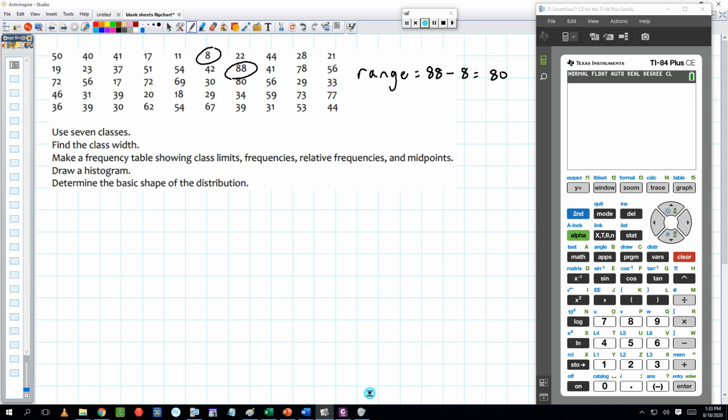With this problem, I want you to create a table that has 7 classes. So to figure out our class width, you take that range and you divide it in this problem by 7 because of the 7 classes. 80 divided by 7, 11.4. Now regardless what this decimal is, you always round up to the next whole number. Okay? And then we find our class limits.